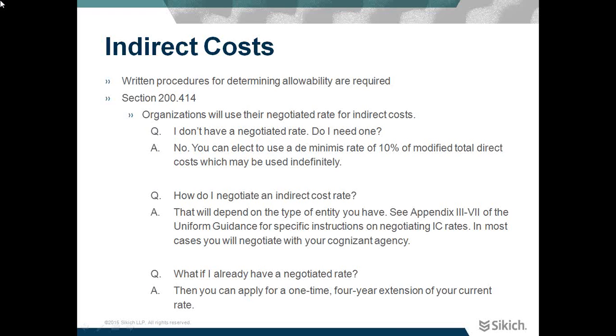If you desire to negotiate the indirect cost rate, you may want to do that if you think that your indirect costs exceed 10%. It may be beneficial to you to negotiate an indirect cost rate. Now, for those of you that already have a negotiated cost rate, do you need to do something? And the answer is yes, you still need to do something. You can apply for a one-time 4-year extension of your current rate. If you don't, then you can either renegotiate your current rate or you can use the diminished rate of 10%.